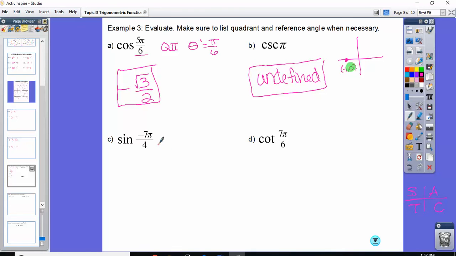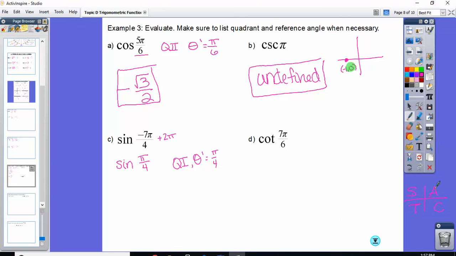-7 pi over 4. You're welcome to deal with the negative. A lot of times we just added 2 pi first, so it was a positive. If you had a really big angle like 14 pi over 4 or something like that, you would subtract your 2 pi to get something that we usually see on our circle. So -7 over 4 plus 2 gives us a 1 pi over 4. So that's just quadrant 1. Reference angle is just pi over 4.